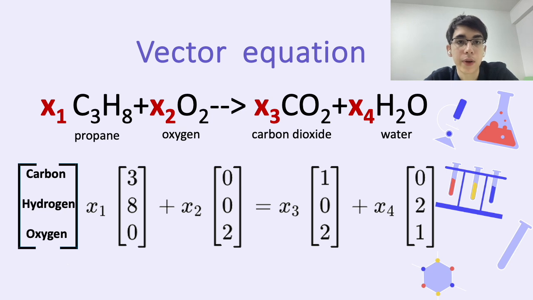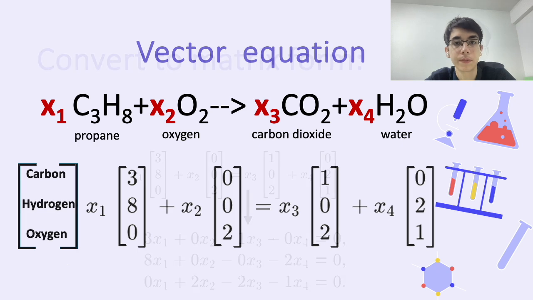There I have x2, and then I'm going to make a vector and also look at the second compound. There I have 0 carbon, so I'm going to put a 0 in my vector. I also have 0 hydrogen, so I will put a 0 in my vector. Also I have 2 oxygen, so I put a 2 there. I'm doing the same thing for the right side of the equation also.